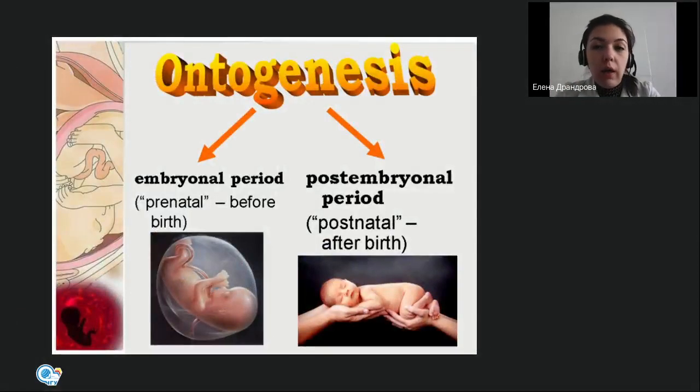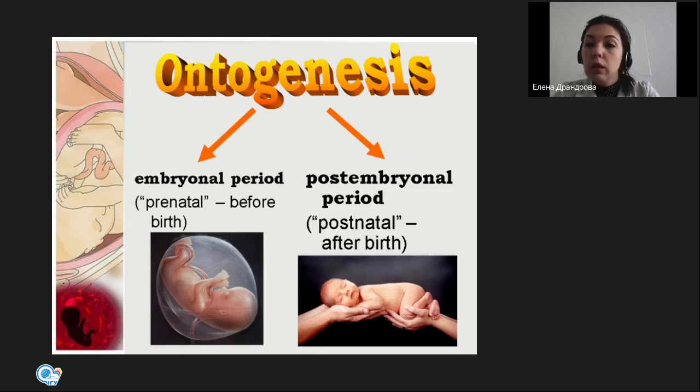In ontogenesis, mainly two periods are distinguished. The first period is the embryonal period, or prenatal period. Pre is a Latin prefix that means before. Natal means birth, so the prenatal period is the one before birth. And the post-embryonal or postnatal period: post means after, so it is after birth. All of us are now in our post-embryonal period.